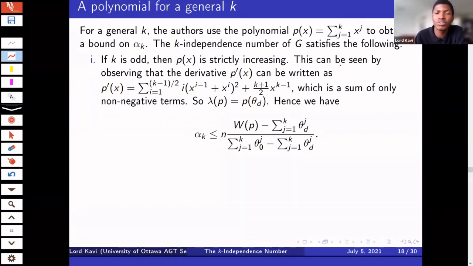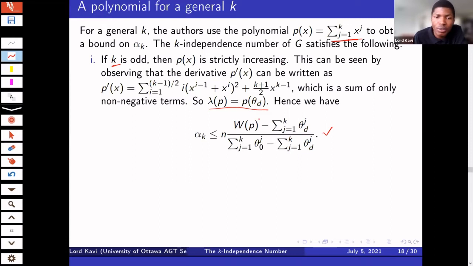So the authors suggested this polynomial as one of them, and of course, they did not say that it gives the optimal polynomial. No, it is not the optimal polynomial. If we consider this polynomial, then for the k independence number, if k is odd, this polynomial is strictly increasing. So the eigenvalue that gives us the smallest p of x is the smallest eigenvalue, theta d. And so lambda p is p of theta d, and then the bound becomes this.